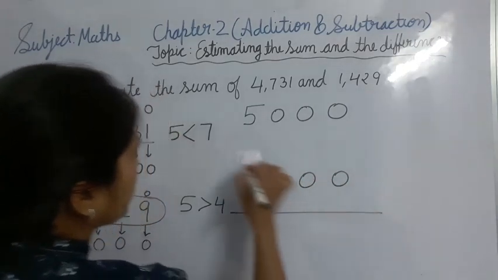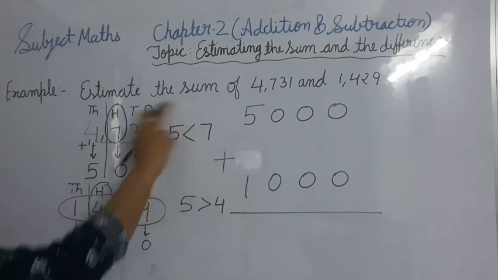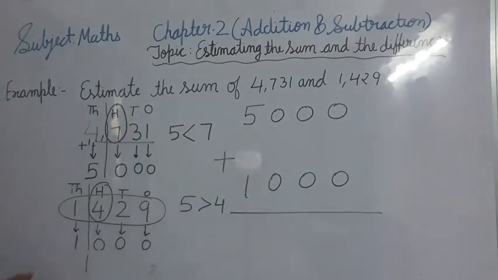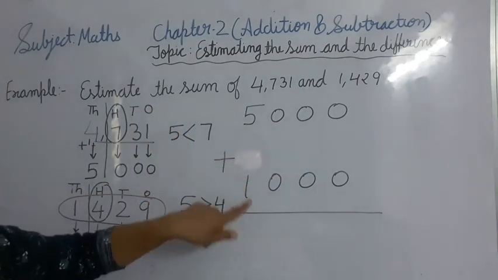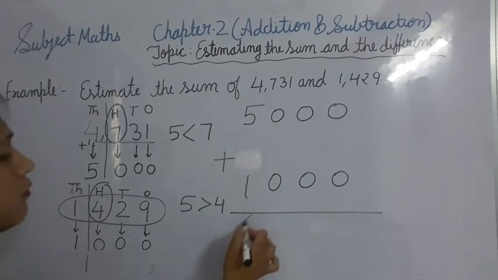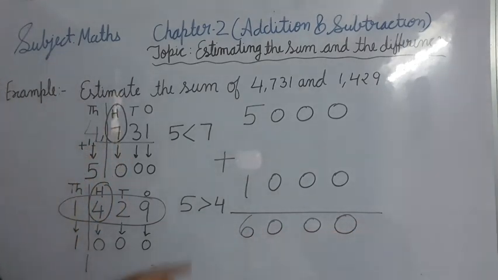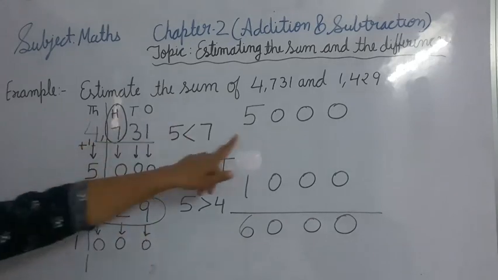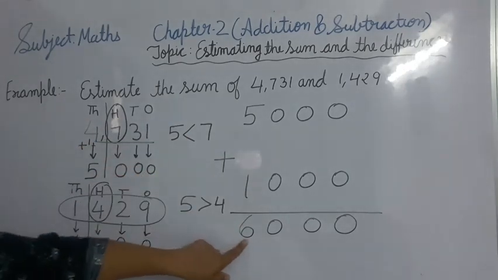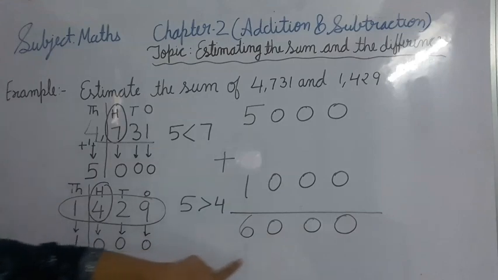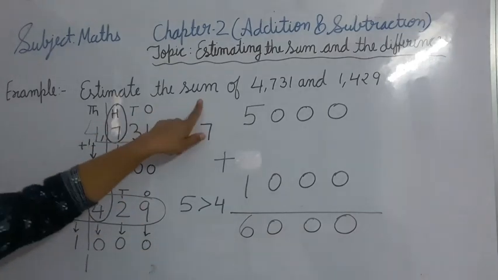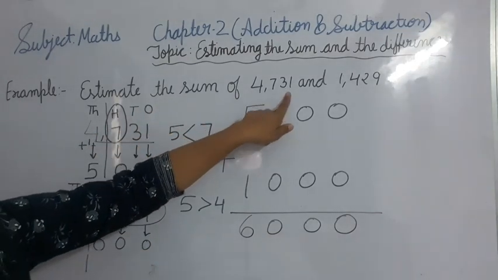Now we have to take out the sum also. See, now it is easy for you. 5000 and 1000 make 6000. Simple. So see how the calculation becomes easy if we round off the numbers. So what is the answer? 6000. 6000 is the estimated sum of 4731 and 1429.